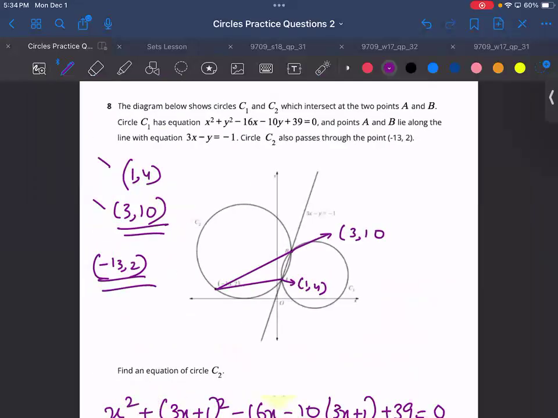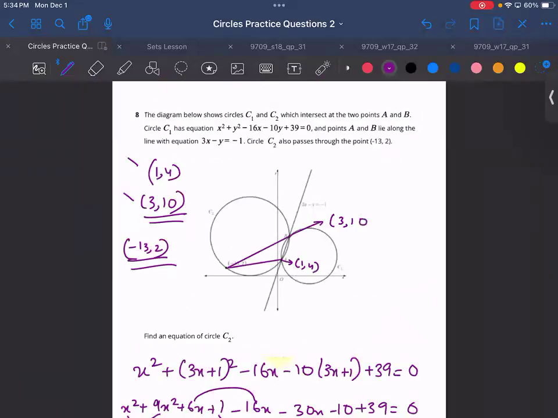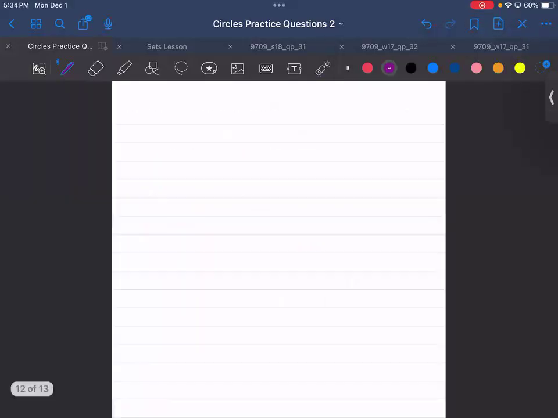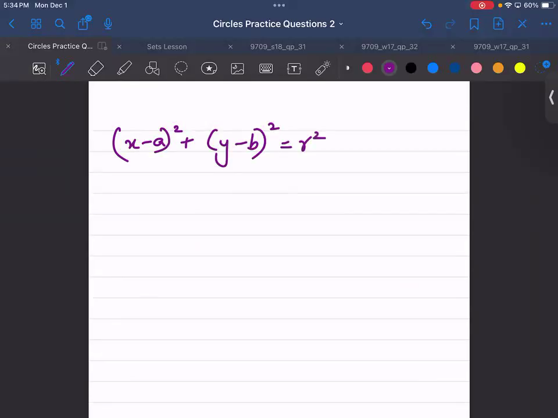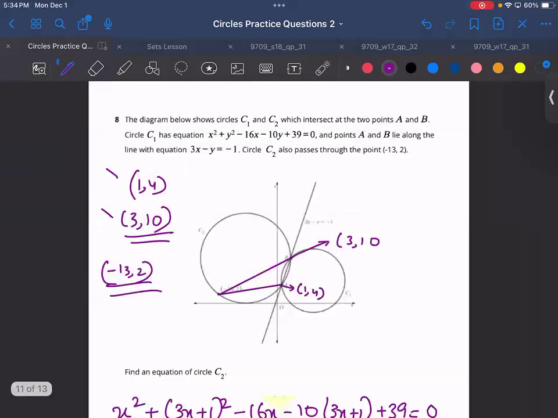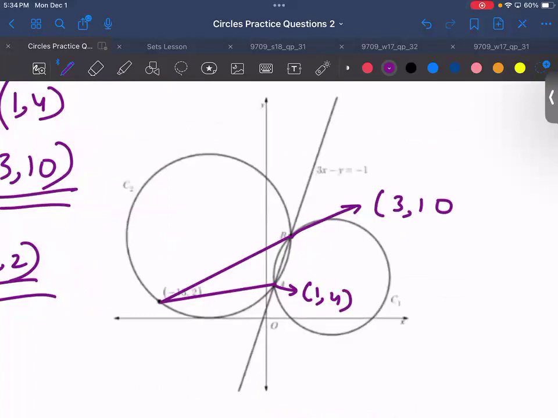So the easiest way to attempt this would be, let me tell you. We know that the general equation of a circle is given by x minus a squared plus y minus b squared is equal to r squared, right? Yes, everyone knows. How do I find the equation of the circle? That's the important point. I don't know.